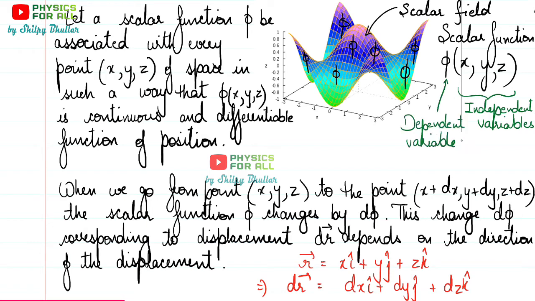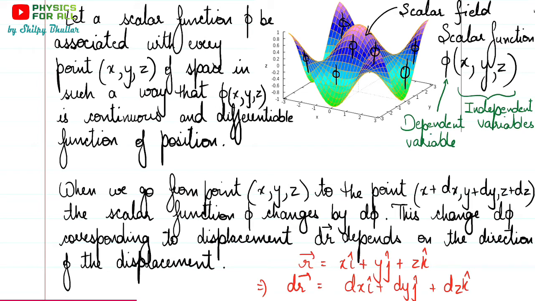No one is controlling x, y, and z. They will change on their own. So they are independent variables. They can change the way they want, anytime. But this phi depends on these variables. So phi is the dependent variable, because whenever x changes, whenever y changes, whenever z changes, phi would change.